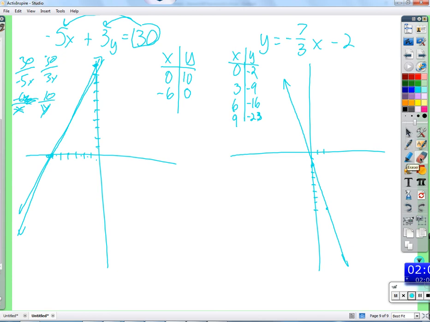Just for the sake of anybody who might look at the notes later. Oh, God. It's getting worse.